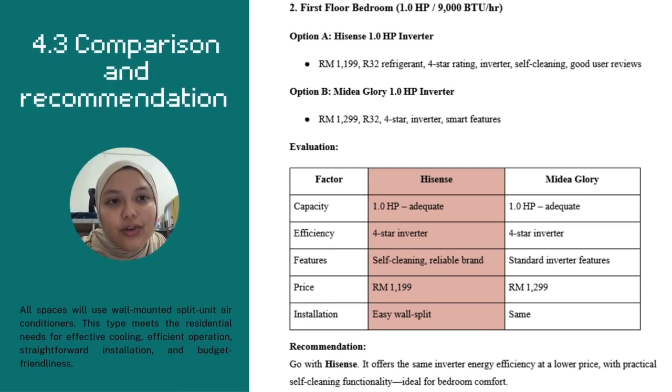For the first floor bedroom with 1.0 HP or 9,000 BTU per hour, we compare the Hisense 1.0 HP inverter and the Media Glory 1.0 HP inverter. Both models provide 4-star energy efficiency, R32 refrigerant and inverter technology. The Hisense unit adds value with self-cleaning functionality and is slightly more affordable at RM1,199 compared to RM1,299 for the Media unit.